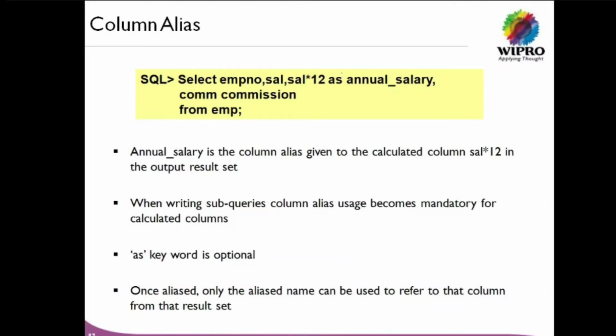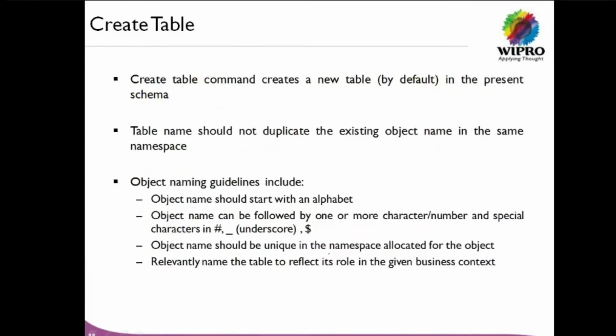So column alias you can use for giving different names. Okay. So here the as keyword is optional. As I have already told, you can just see this point: the as keyword is optional. This is the column alias.